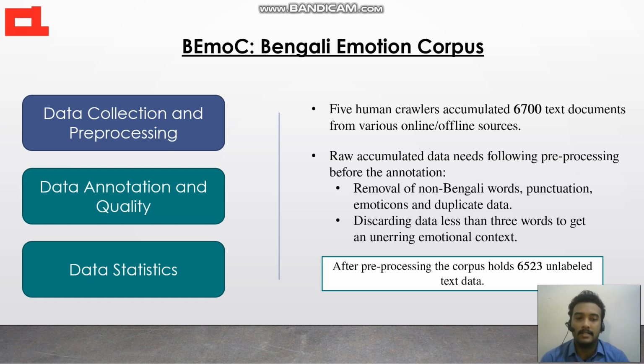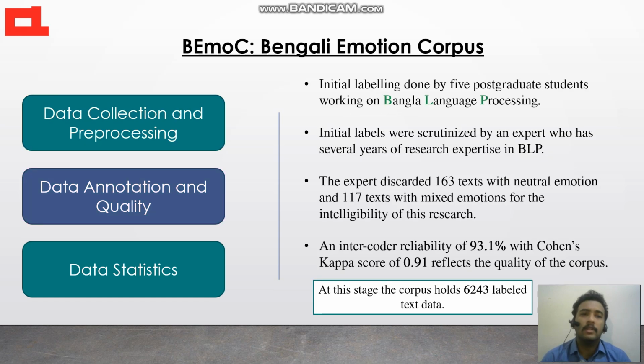6,523 unlabeled text data. The annotation was done by 5 postgraduate students working on Bangla language processing. The initial labeling was inspected by an NLP expert who discarded some data with neutral emotion or mixed emotions. We evaluated the corpus with coherence kappa and intercoder reliability, and we got 91.3% intercoder reliability and a coherence kappa score of 0.91, which reflects the quality of the corpus. Now at this stage, the corpus holds 6,243 labeled text data.